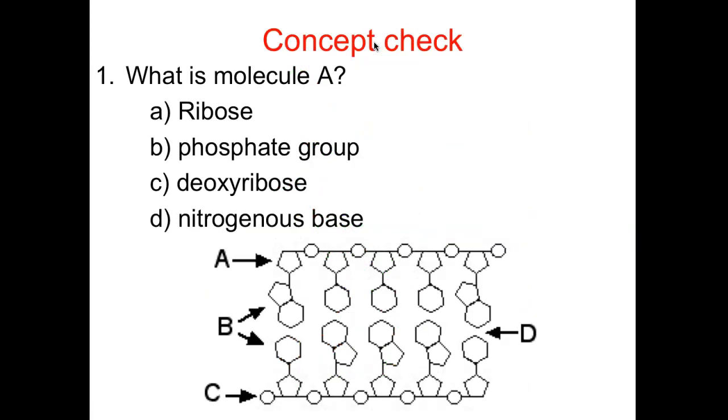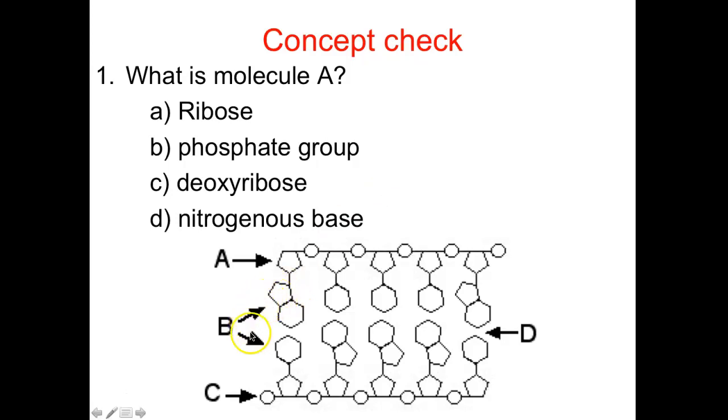All right. So here's your concept check. What is molecule A? All right, the answer is C, it is a deoxyribose. So remember our phosphate sugar backbone. The circle is a phosphate, there's a sugar. Phosphate, sugar, phosphate, sugar, phosphate, sugar, phosphate, sugar. So these sugars in DNA are going to be deoxyribose, not ribose, right? Because we have a double-stranded molecule in this image. It's DNA.